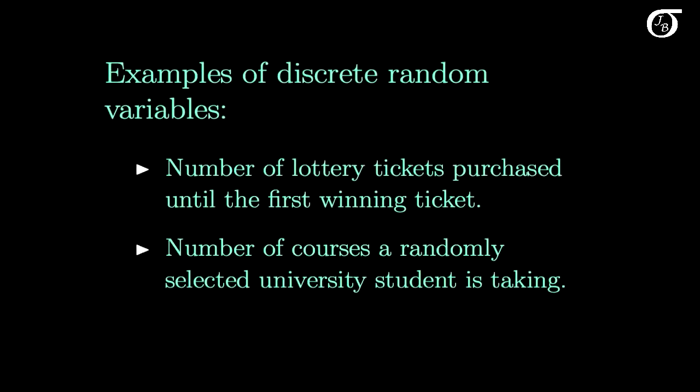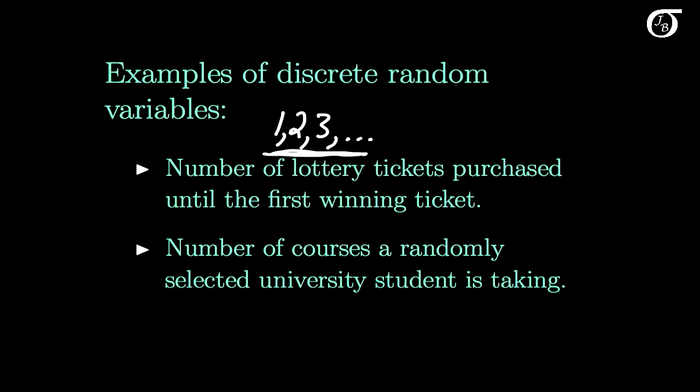Here's a couple of examples of discrete random variables. The number of lottery tickets purchased until the first winning ticket? Well, we might get a winning ticket on our first ticket, or we might have to wait until our second ticket, or we might have to wait until our third ticket, and there's no upper bound, so this is going off to infinity there. But even though this is going off to infinity, this is still a countable number of values. This is still a discrete random variable.